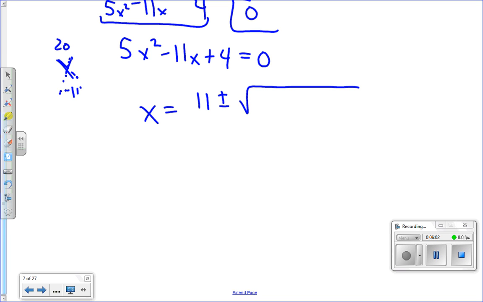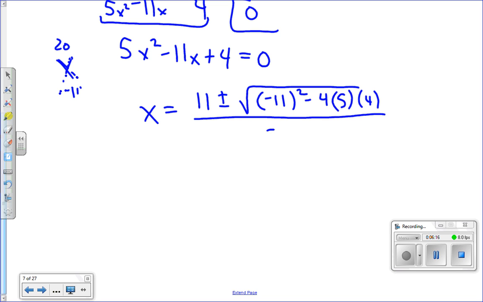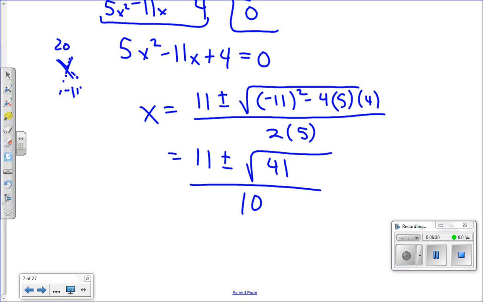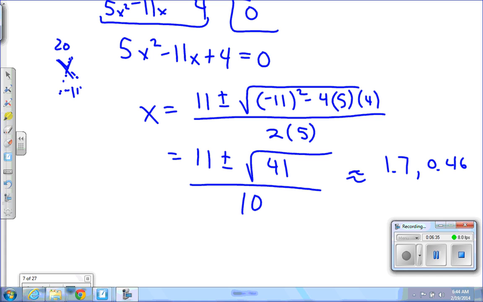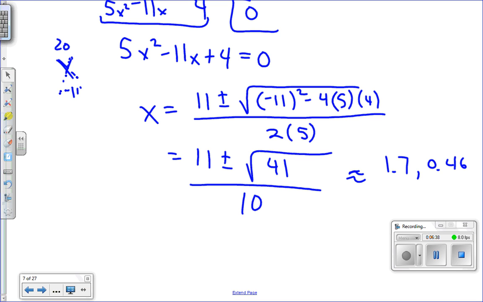All right, see with me. x equals negative negative 11, so positive 11, plus or minus the square root of negative 11 squared minus 4 times 5 times 4, all over 2 times 5. Okay, let's rewrite this. It's 11 plus or minus the square root of 41, and we'll divide that by 10. Let's get some decimal approximations. Okay, here they are. We get 1.7 and 0.46. So these are the 3 zeros.